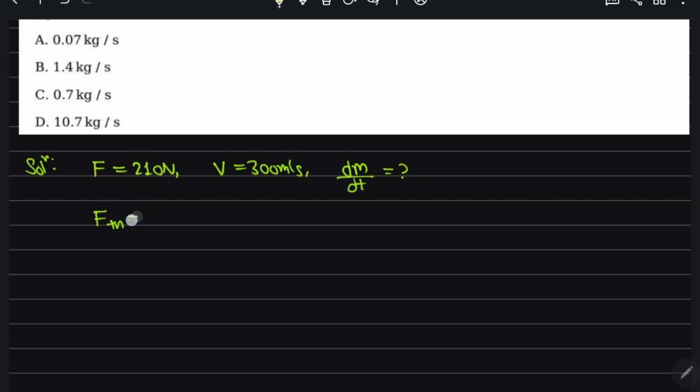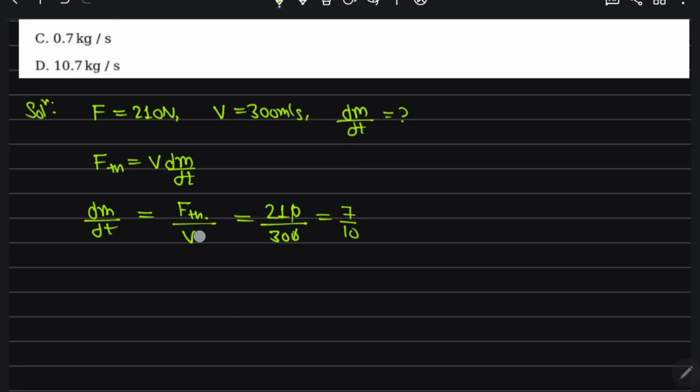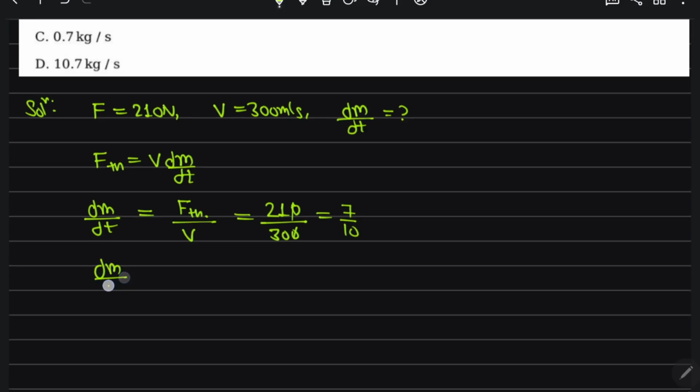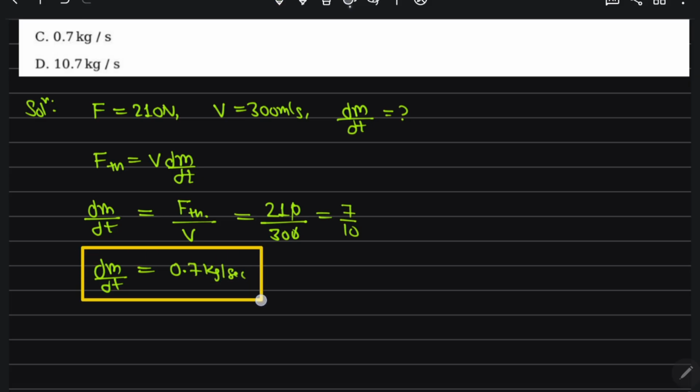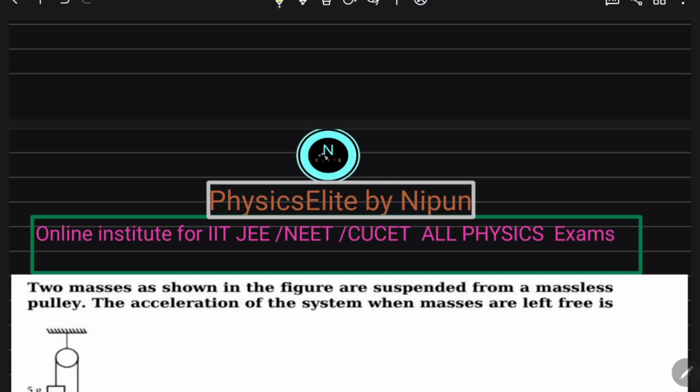So F thrust is equal to V dm by dt, and that is equal to F thrust by V. F thrust is 210 by V 300. So this is 7 by 10. So this is our dm by dt comes out to be 0.7 kg per second. Right? So now I proceed for the next question.